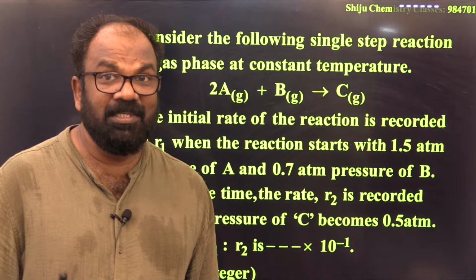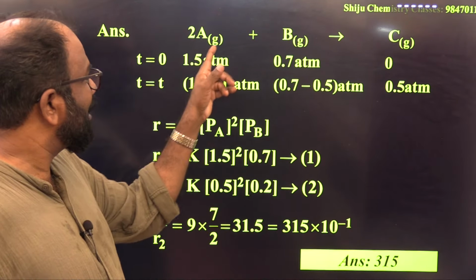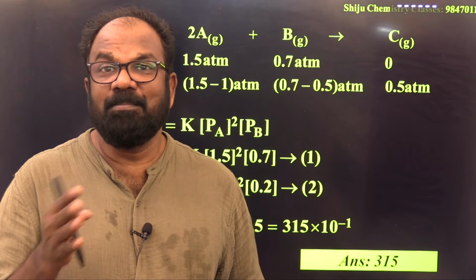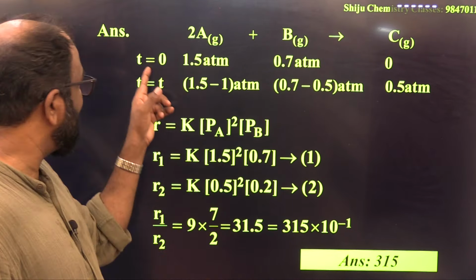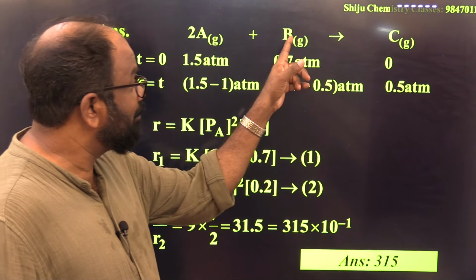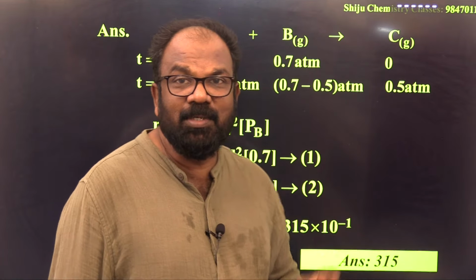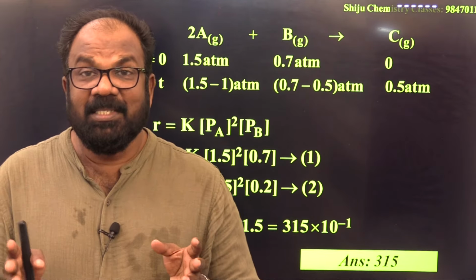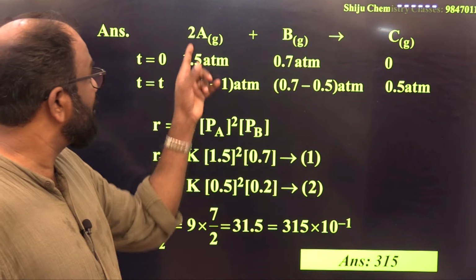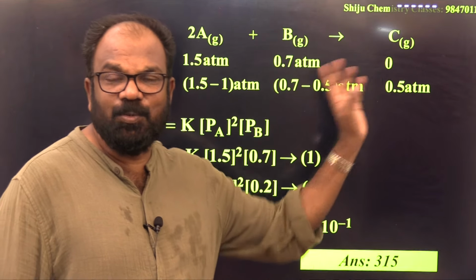in bracket nearest integer. In this question, the given reaction is 2A(g) + B(g) giving C(g). The initial pressures of A and B are given, that is when time t is equal to 0, pressure of A is 1.5 atmosphere and that of B is 0.7 atmosphere. At that time no C is formed, therefore its pressure is equal to 0. We know that pressure of a gas is directly proportional to number of moles, so we can assume that the initial number of moles of A is 1.5 and B is 0.7, and C is equal to 0.